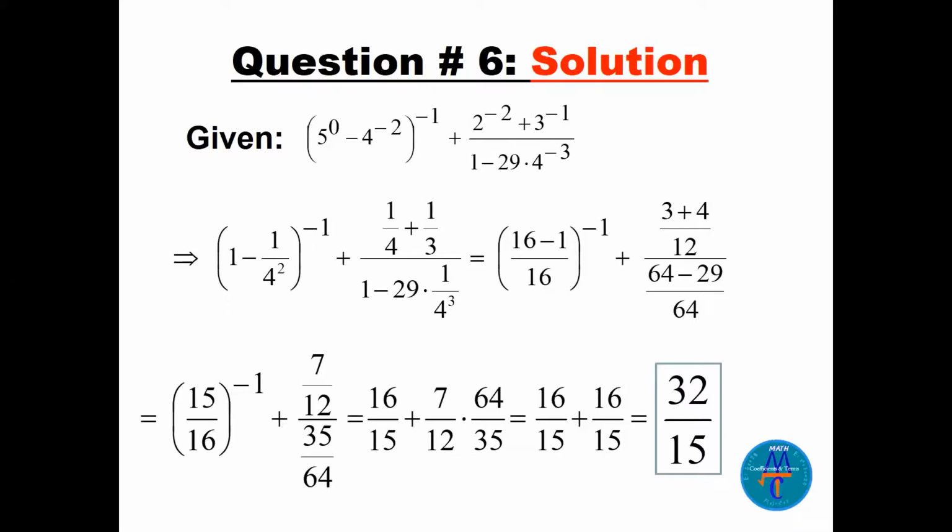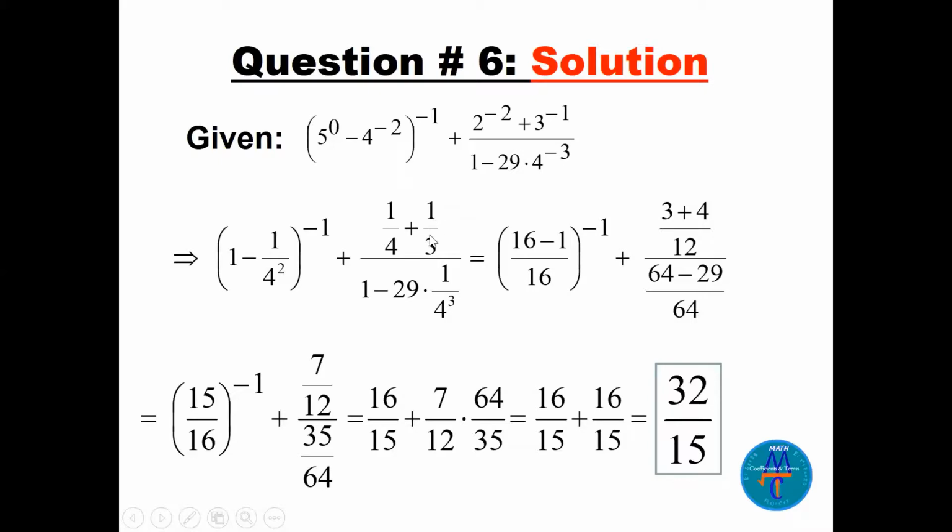Okay, 1, 5 power 0. 1 minus 1 over 4 squared, all power minus 1, leave it. Now, 2 to the power minus 2 is 1 over 4. 3 power minus 1 is 1 over 3. 1 minus 2/9, you leave it for a minute. And then 4 power minus 3 is 1 over 4 cubed. Now, let's take the first one here. 1 minus 1 over 16, that's 16 minus 1 over 16, power minus 1. So that's 15 over 16 power minus 1, which becomes 16 over 15.